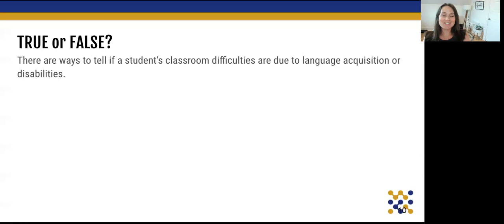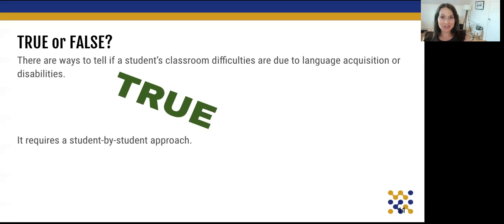All right, our last one, true or false? There are ways to tell if a student's classroom difficulties are due to language acquisition or due to disabilities. So this one's true. There are ways to tell, but it does require a student-by-student approach. So what's our job in all of this?